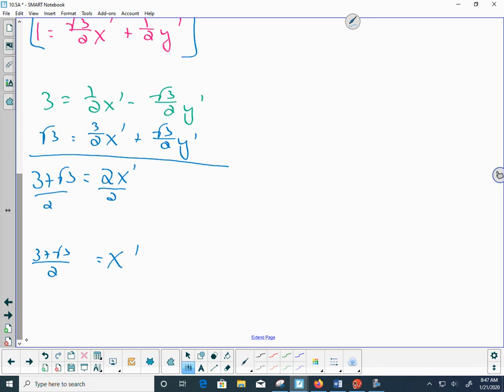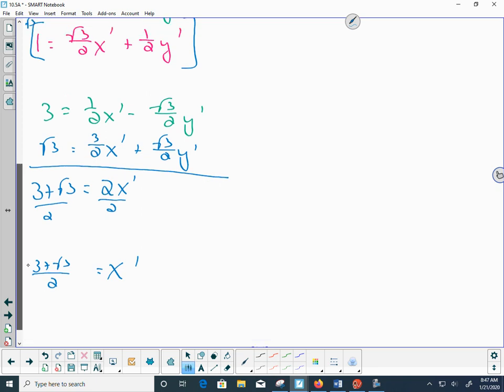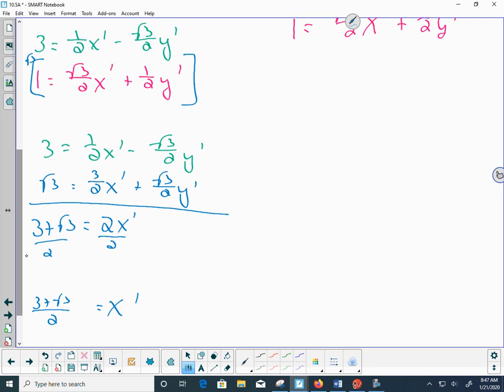Once I have the new x, how do I find my new y? Plug it in. Do you care which equation I use? So you want me to take this and put it in here for this one? Okay. So I'm going to say 3 is equal to 1/2 times 3 plus the square root of 3 over 2 minus square root of 3 over 2.